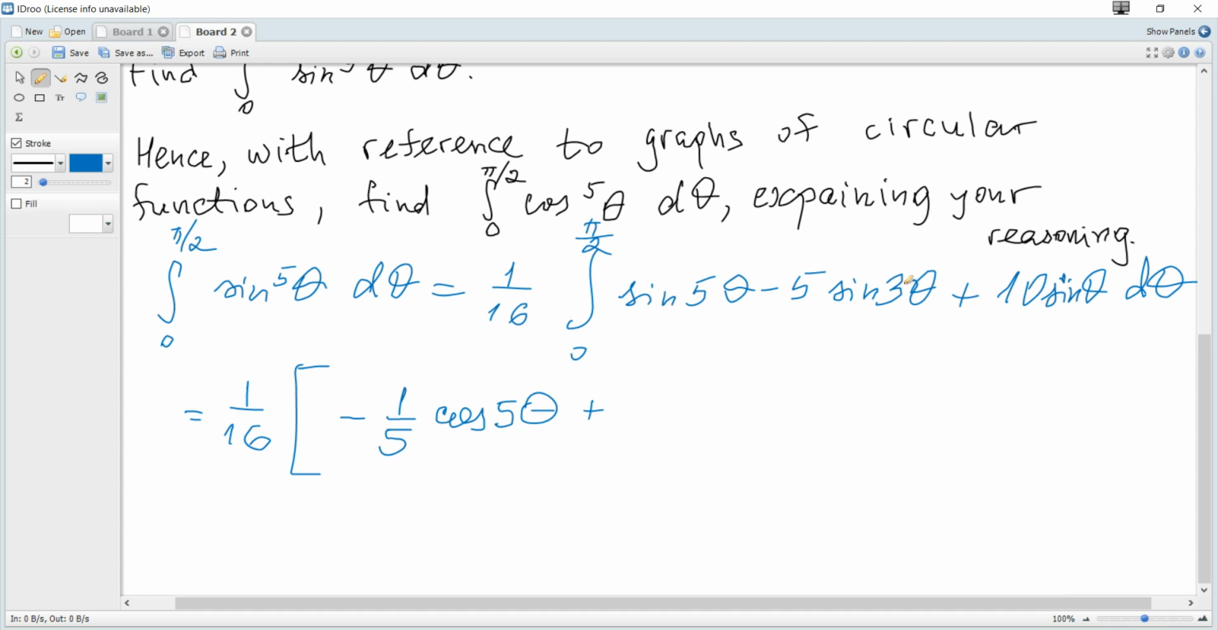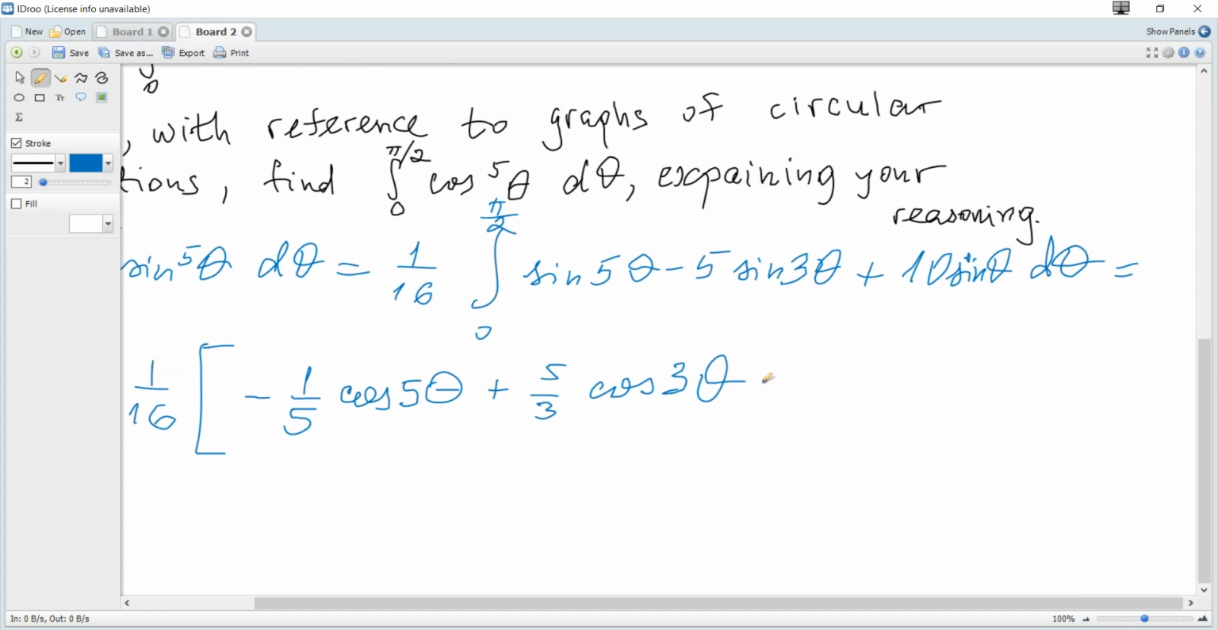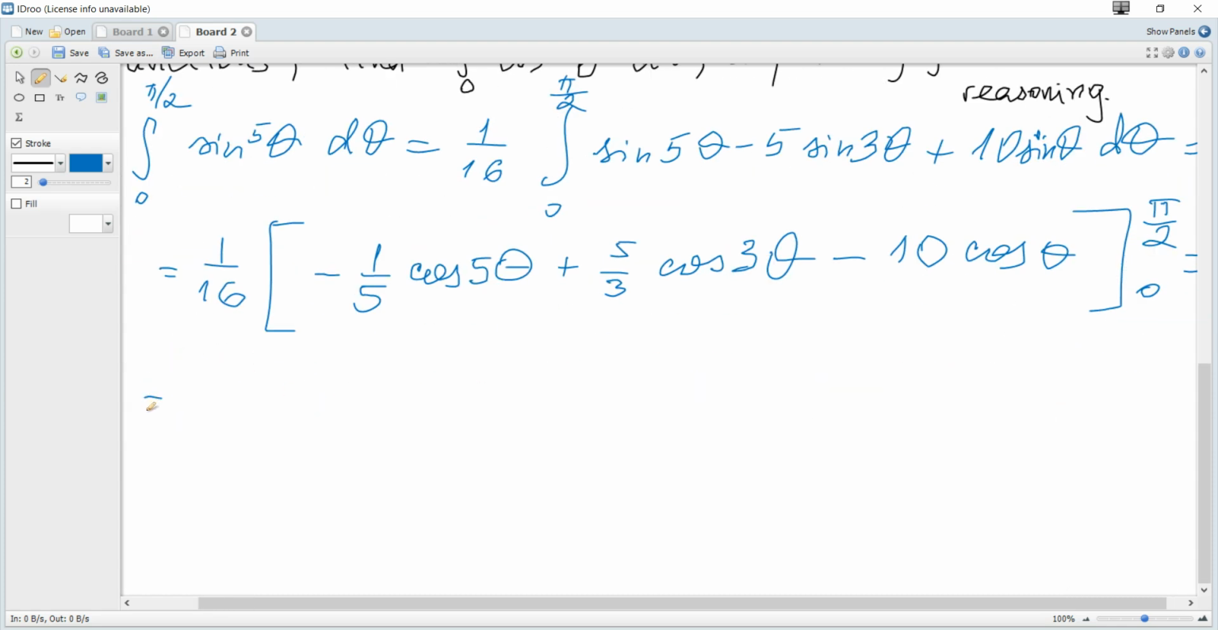So plus 5 over 3 cosine of 3 theta, and finally minus 10 cosine of theta, and limits from 0 to 2 pi over 2. And if we substitute the upper limit, you can see that it becomes what? 5 pi over 2, and it will be a multiple of pi over 2, and it's 0.